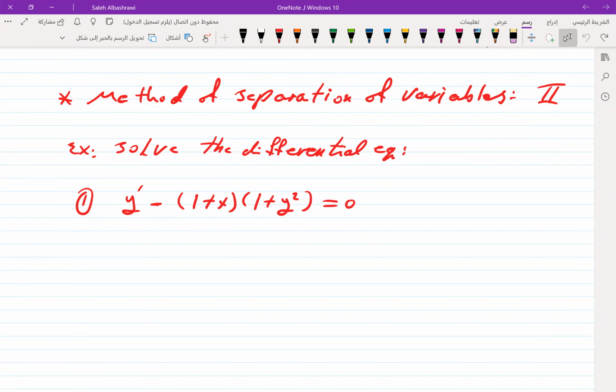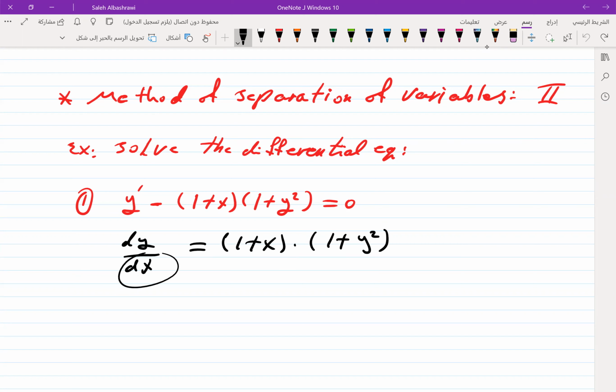We say that in this method, separation of variables, we need to separate the variables x from y. So y prime is written as dy by dx equal to (1 plus x) multiplied by (1 plus y squared). I'm going to multiply the equation by dx. So I will have dy equal to (1 plus x) multiplied by (1 plus y squared) dx.